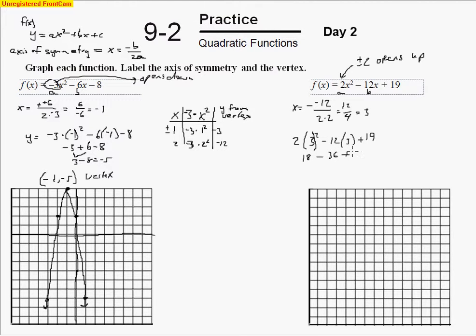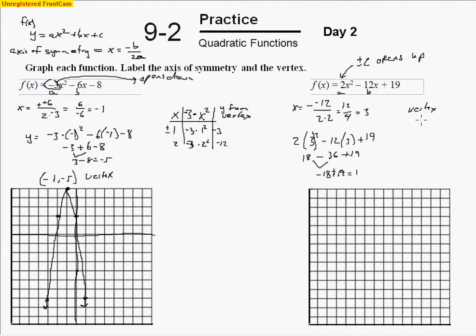See, now I know I'm doing something right, because first of all, I have opposite signs, and 36 is double 18, or 18 is half of 36. So this ends up giving me negative 18, which when I go ahead and add the 19, I get a positive 1. So here's my vertex.